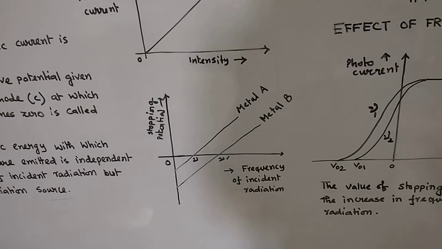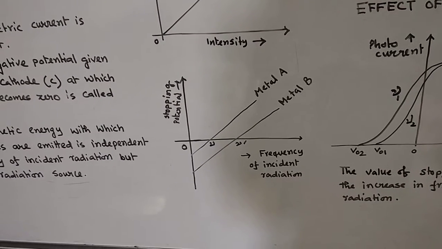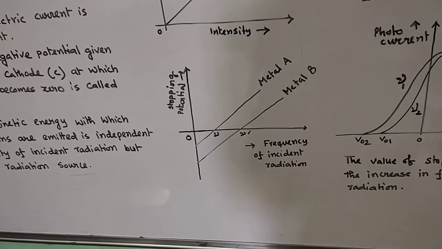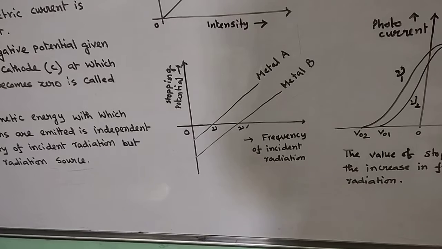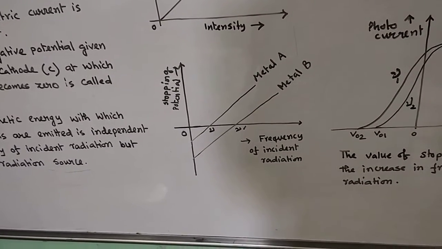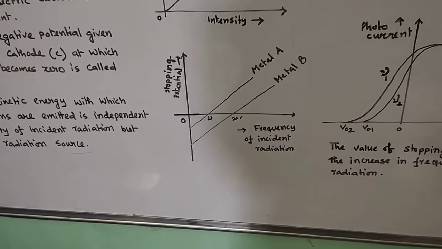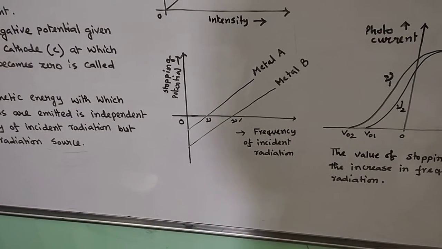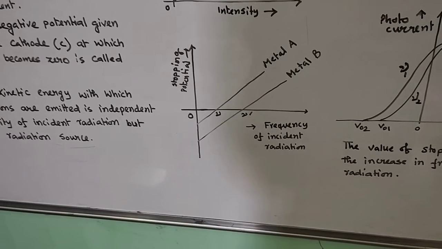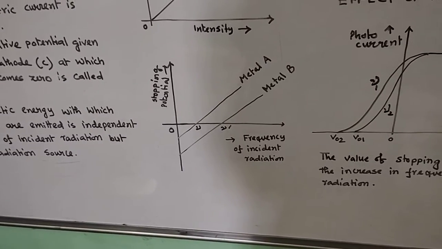So for metal A and metal B, the threshold frequency for metal B is more compared to metal A, because the stopping potential is 0 at nu and at nu dash. It means nu is not a sufficient frequency to take the electron from the metal surface, and for metal B nu dash is not sufficient. So the work function for metal B is more than the work function for metal A.